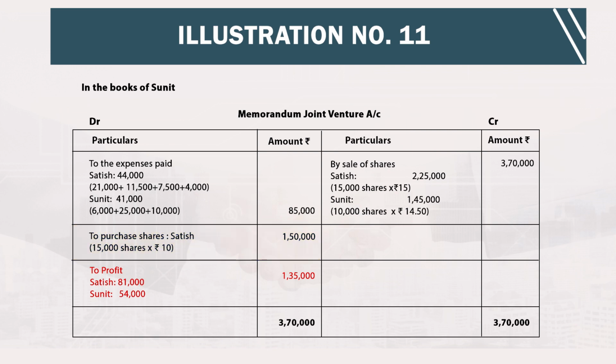Now come to credit side. By sales of shares, Satish rupees 2 lakhs 25,000, 15,000 shares at the rate of rupees 15. Sunit 1 lakh 45,000, 10,000 shares at the rate of 14.5. So total sales will be 3 lakhs 70,000 on credit side. Now make total on both side 3 lakhs 70,000. There is a shortage on debit side 1 lakh 35,000, that is net profit. This profit will be apportioned among Satish and Sunit. So Satish will get 81,000 and Sunit will get 54,000.